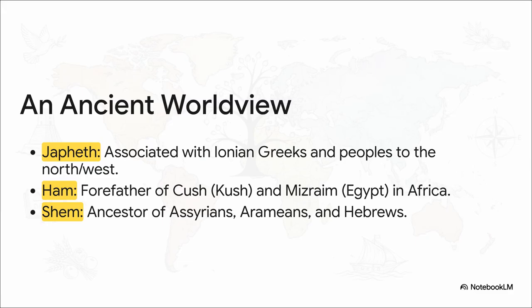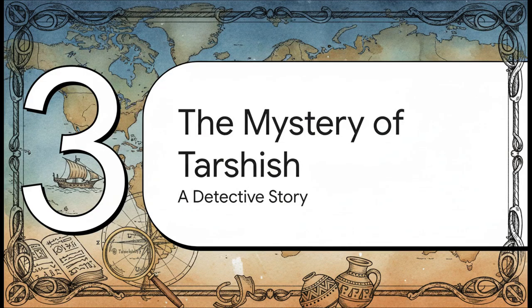And this created a really clear mental map for the ancient world. You could basically see the world organized by family. Japheth's descendants, they were generally seen as the peoples to the north and west, like the Greeks around the Mediterranean. Ham's line, that was linked to the south, mostly Africa. We're talking about places we still recognize, like Egypt and Kush. And Shem's descendants, well, they populated the Near East, the heartland of Mesopotamia, and were considered the direct ancestors of the Hebrews themselves.